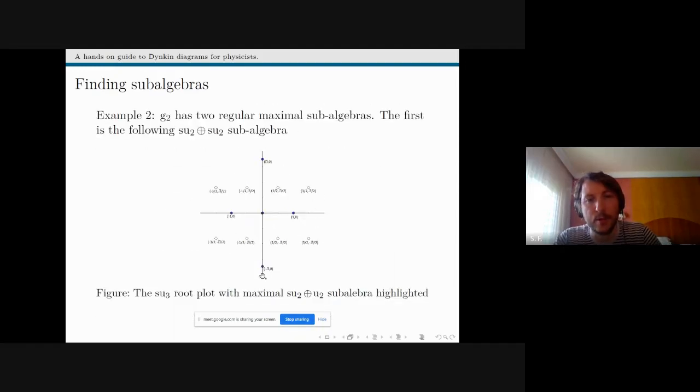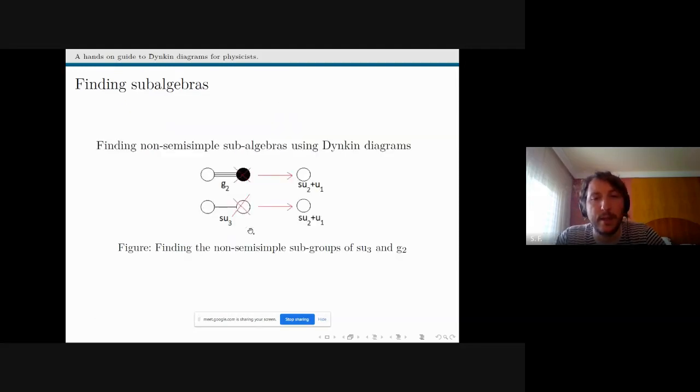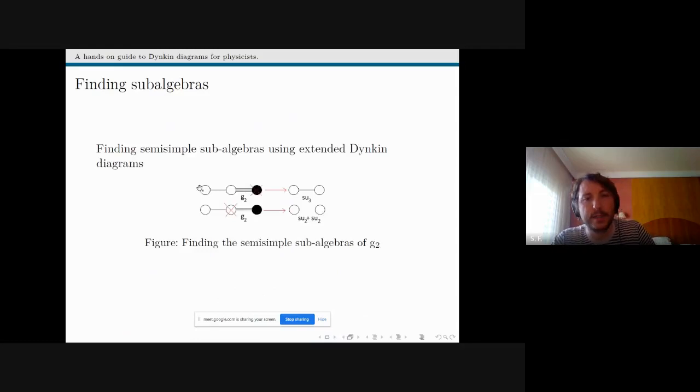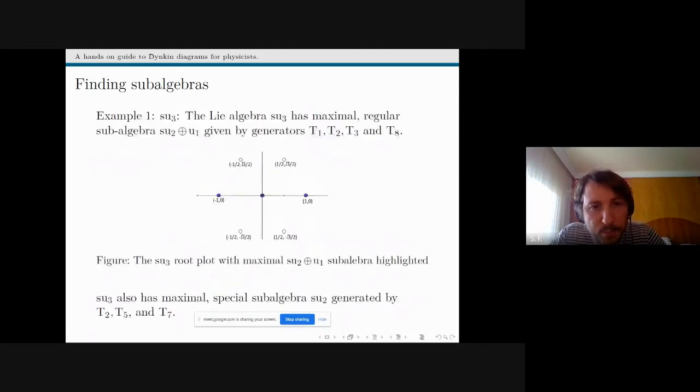Right? So this corresponds to these two subalgebras. With G2, we found this SU2 plus SU2 subalgebra, as well as this SU3 subalgebra. And these are found by, first of all, constructing the extended Dynkin diagram and just crossing off some of the roots. Right, so that's all I wanted to tell you about Dynkin diagrams for today.